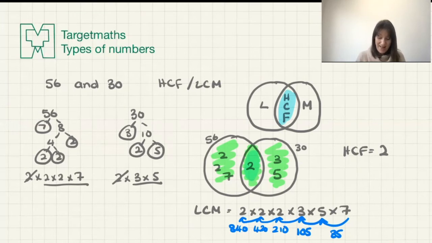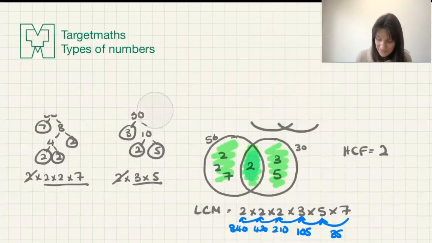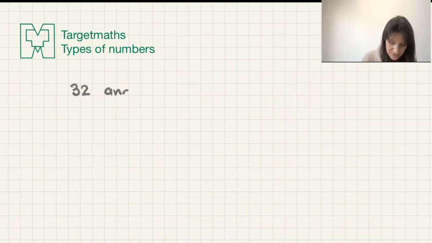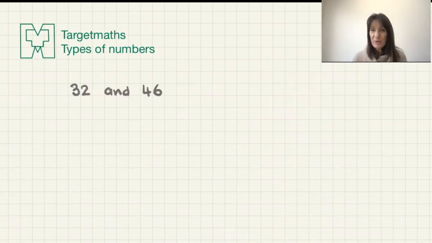Okay. I am happy with that. And we are going to do another question. Clean this off. I want you to just have a go now. All right, literally just have a go. See how far you can get. So I'm going to give you the numbers 32 and 46. We'll do the highest common factor and the lowest common multiple so that we keep on practicing both and recognizing where in the Venn it is. Press play when you've had a go at that question.